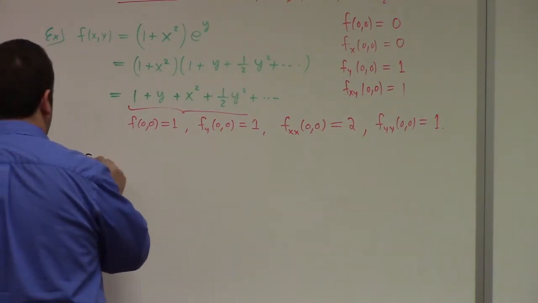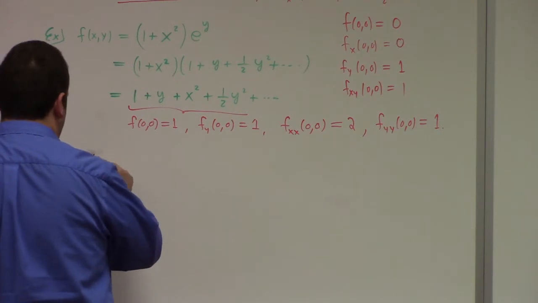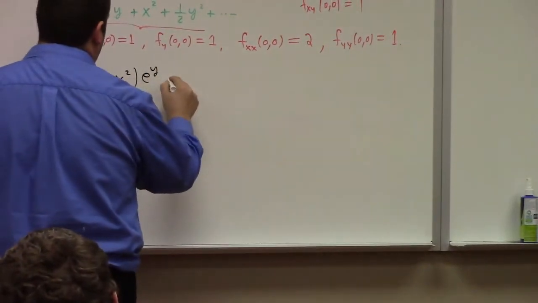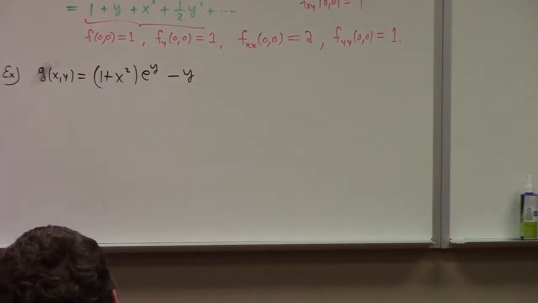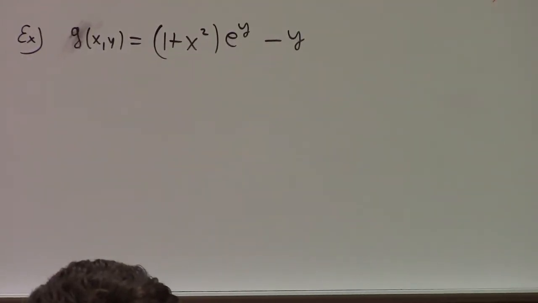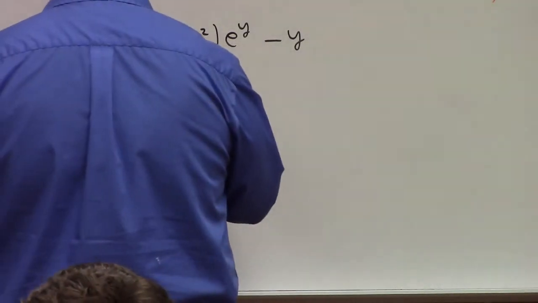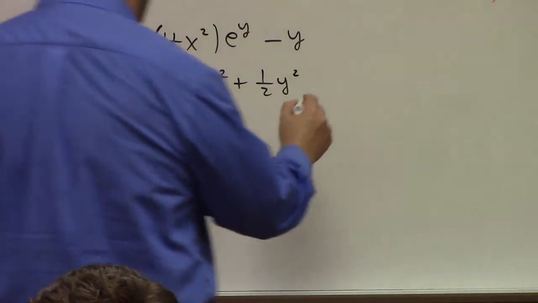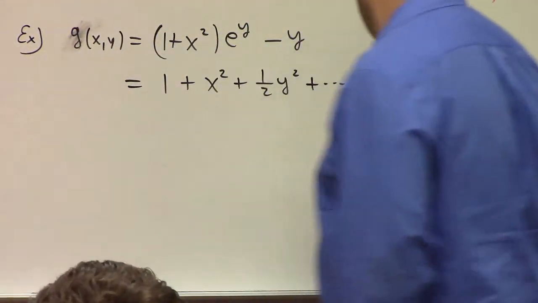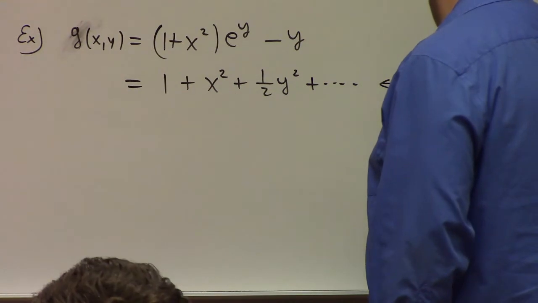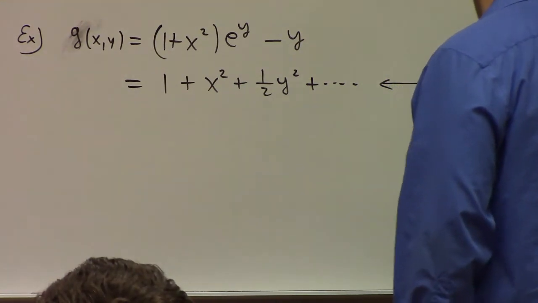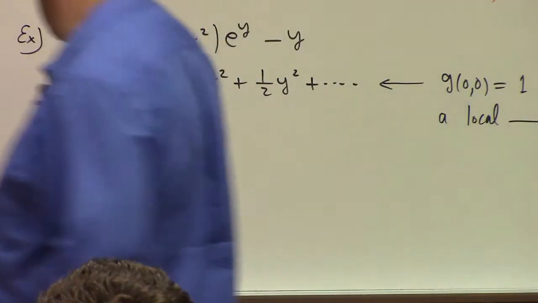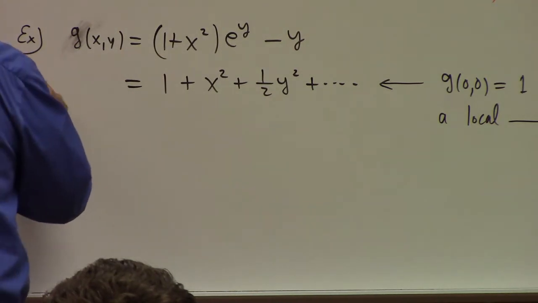How about this? Let's say g of x, y equals 1 plus x squared e to the y minus y. I just subtracted y, right? What does that do? That leaves you with 1 plus x squared plus 1/2 y squared, plus dot dot dot. I claim it is intuitively obvious that g of 0, 0 equals 1 is a local blank. Because if we look at z equals g of x, y now, what is it?